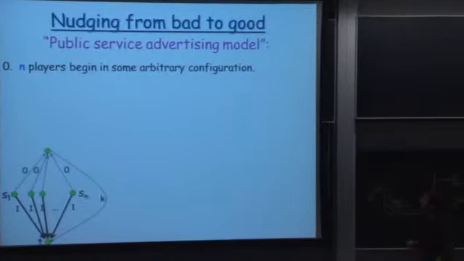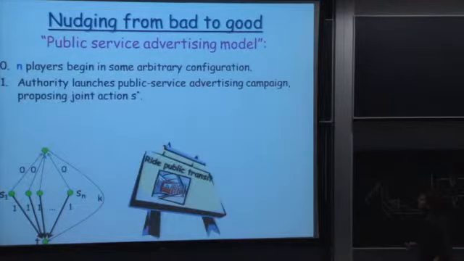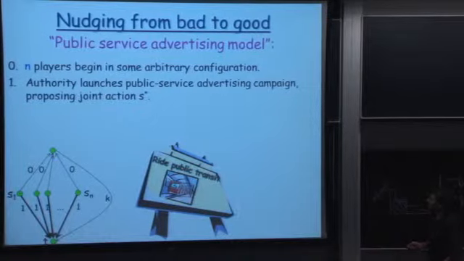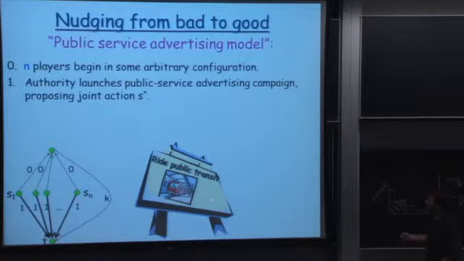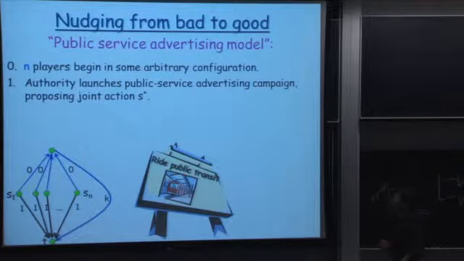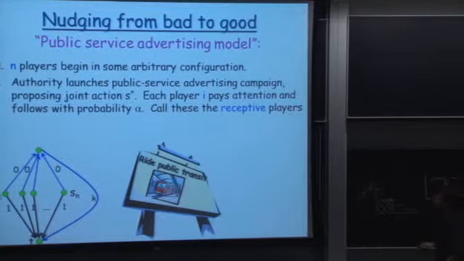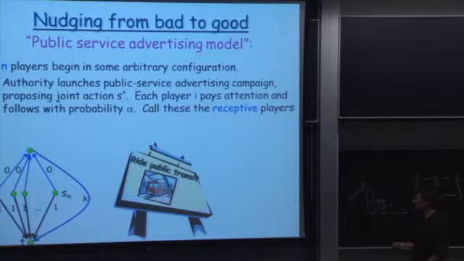We imagine that players begin in some arbitrary configuration. An authority launches some campaign. They say, hey, it's good to ride public transportation. So they propose some joint action that would be good to do. Each player looks at this, and with some small probability, they decide to pay attention. And with the remaining probability, they don't. So some players are receptive. They want to do well. They want to do good.